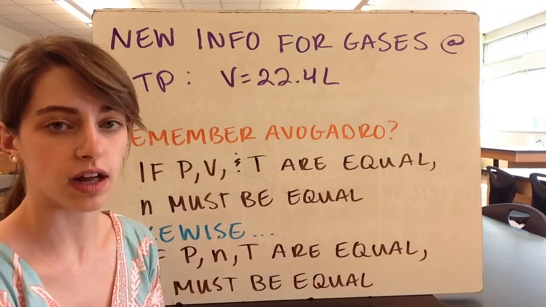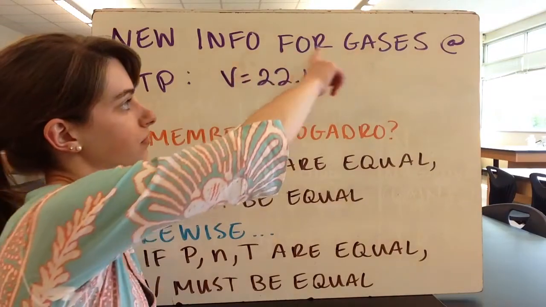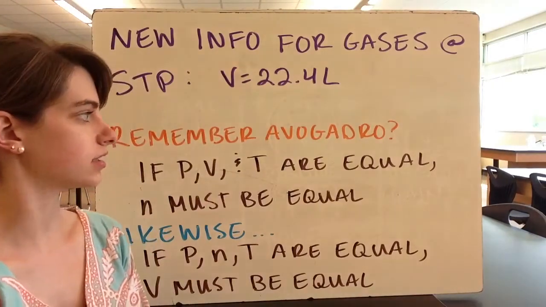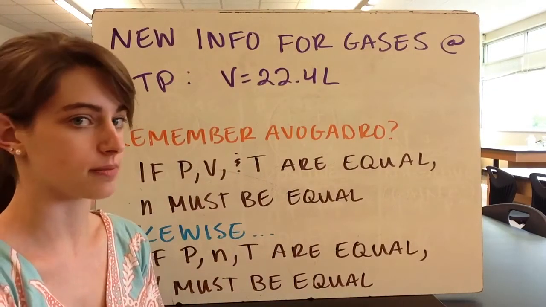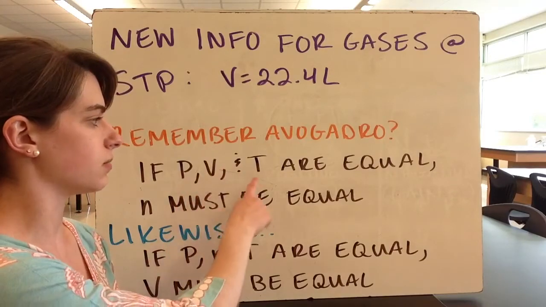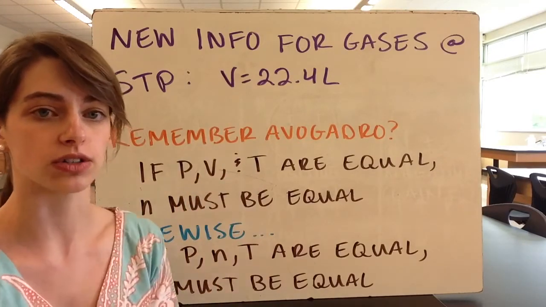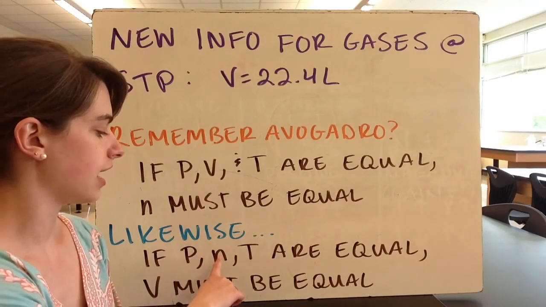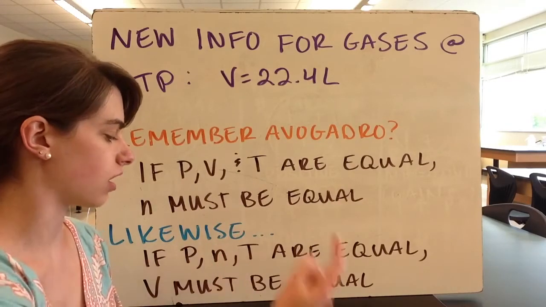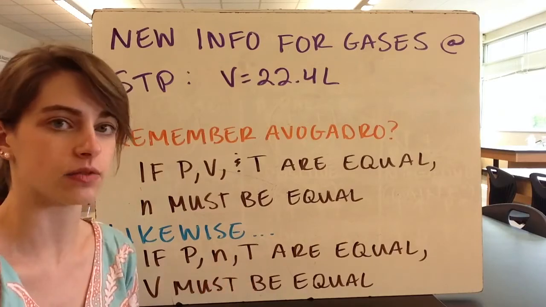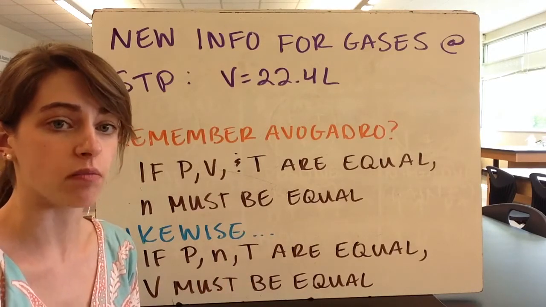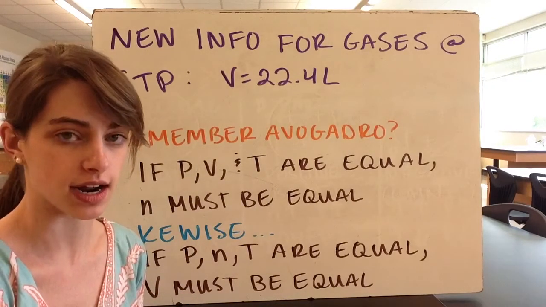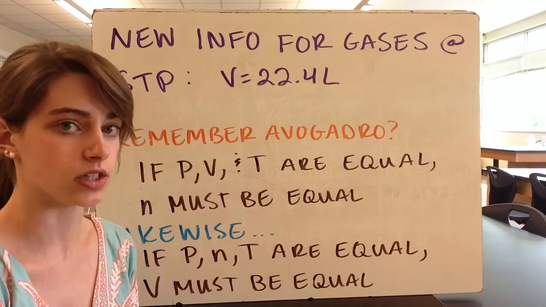So we learned from the molar volume of a gas exploration that all gases at STP occupy a volume of 22.4 liters. You remember Avogadro from last semester, we talked about him a lot. He said that if pressure, volume, and temperature are all equal, the number of particles, or the N, must be equal. Likewise, in this case, if pressure, N, our number of moles, and temperature are all equal, so P and T are taken care of with STP, and N, because we're looking at 1 mole of a gas, then the volume must be equal. So the volume of any gas, it doesn't matter what kind, at STP is always 22.4 liters.